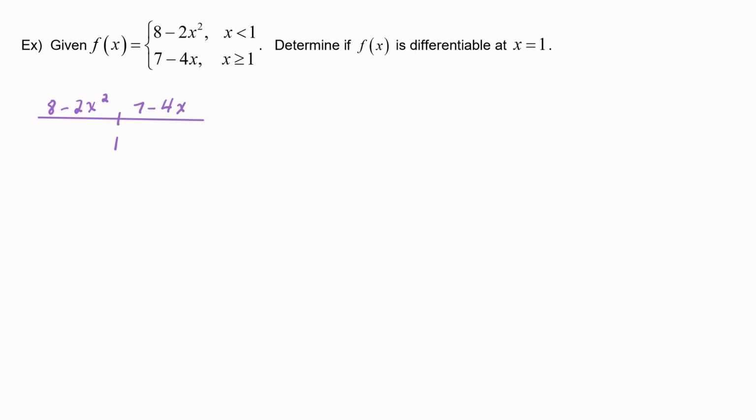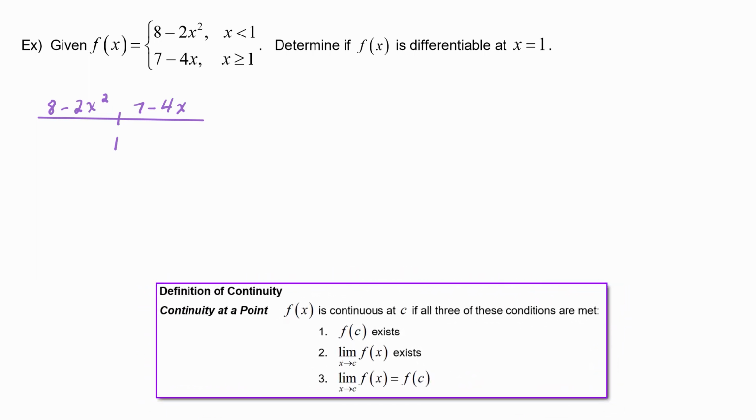Now remember, for f to be differentiable at x equals 1, we first have to know if it's continuous at x equals 1. So let's walk through the 3 steps in the definition of continuity. First, we have to decide if f of 1 exists. Since we can plug 1 into the function, we would get 7 minus 4 times 1, which is 3. So far, so good. We've passed step 1.